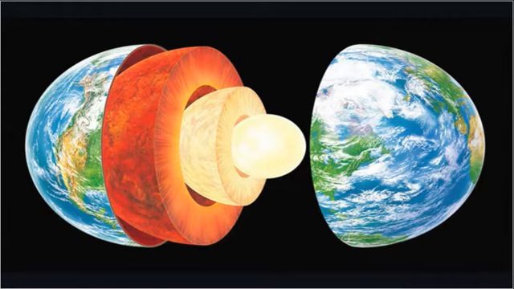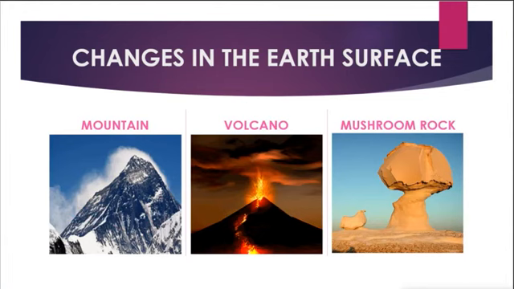The earth is believed to be about 4 to 5 billion years old, and when we talk about the earth, it's divided into three main parts: crust, mantle and core. So, as you know, the earth is always changing by different kinds of forces. These forces affect the earth's surface.